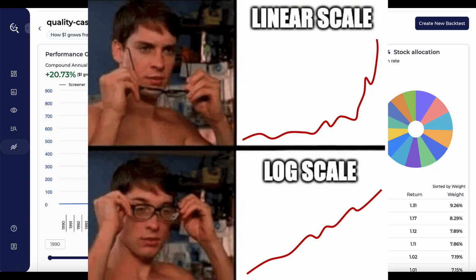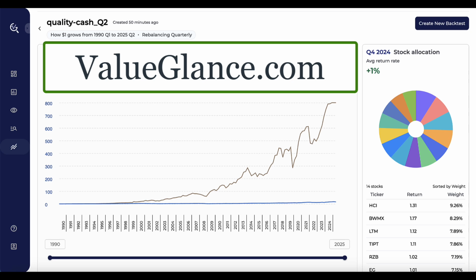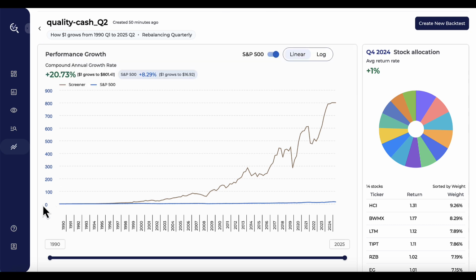Let's understand the difference between the log scale and the linear scale. So here we are at ValueGlance.com looking at a backtester result. And so that's what we can see on this plot here. This is the growth of $1 over 35 years, going back to 1990. And we're looking at two curves.